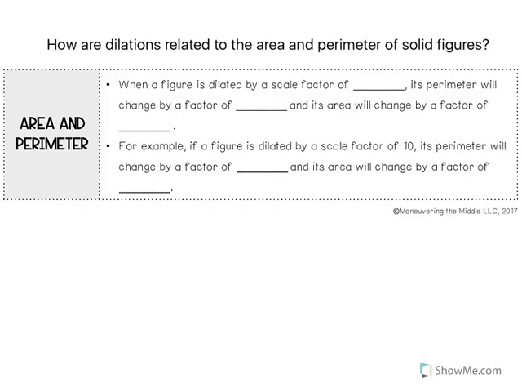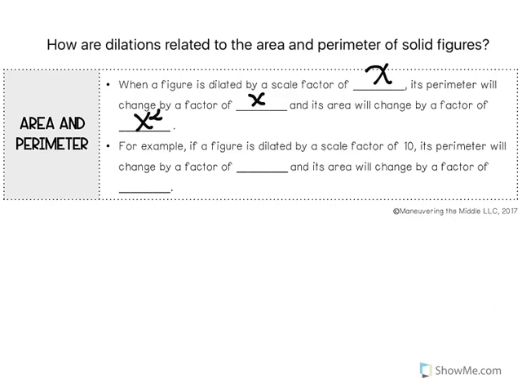Hey guys, in this video I'm going to take your knowledge of dilations and relate it to the measurements of area and perimeter, because basically a dilation is making a figure bigger or smaller. So if it's enlarging or reducing, you are really going to change the area and perimeter. So when a figure is dilated by a scale factor of x, some number, its perimeter will also change by that number. But its area is going to change by that number squared.